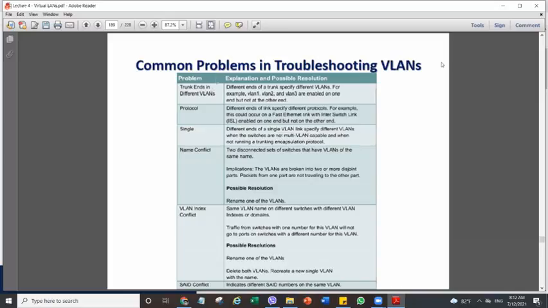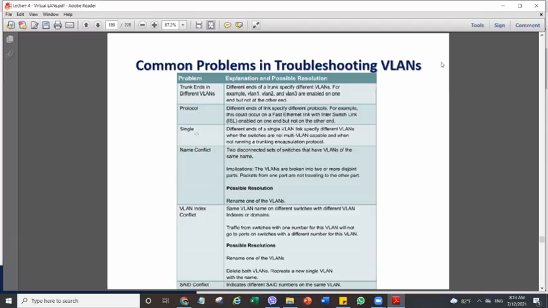Trunk ends in different VLANs. That means you have not configured the trunk properly. Different ends of the trunk are specified with different VLANs. For example, VLAN 1, 2, 3 are enabled on one end but not at the other end. Maybe 1, 2 only might be there but not the 3. Then VLAN 3 might not be allowed to communicate.